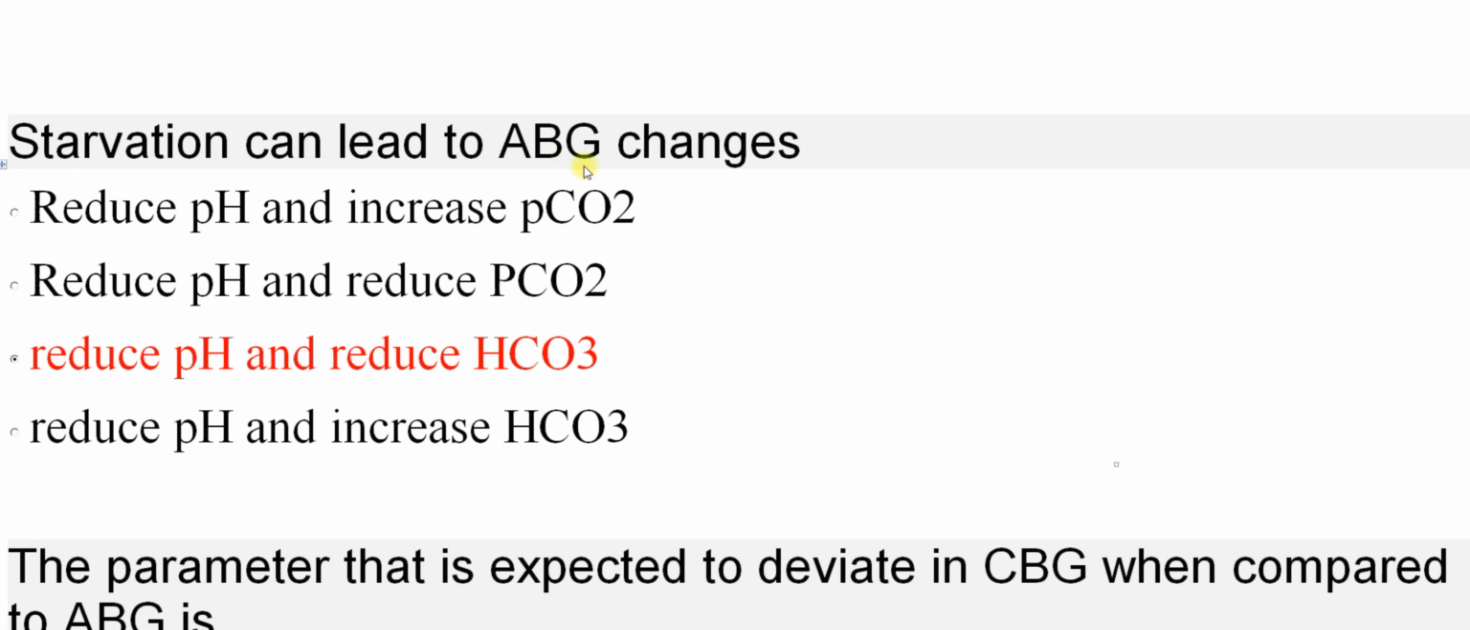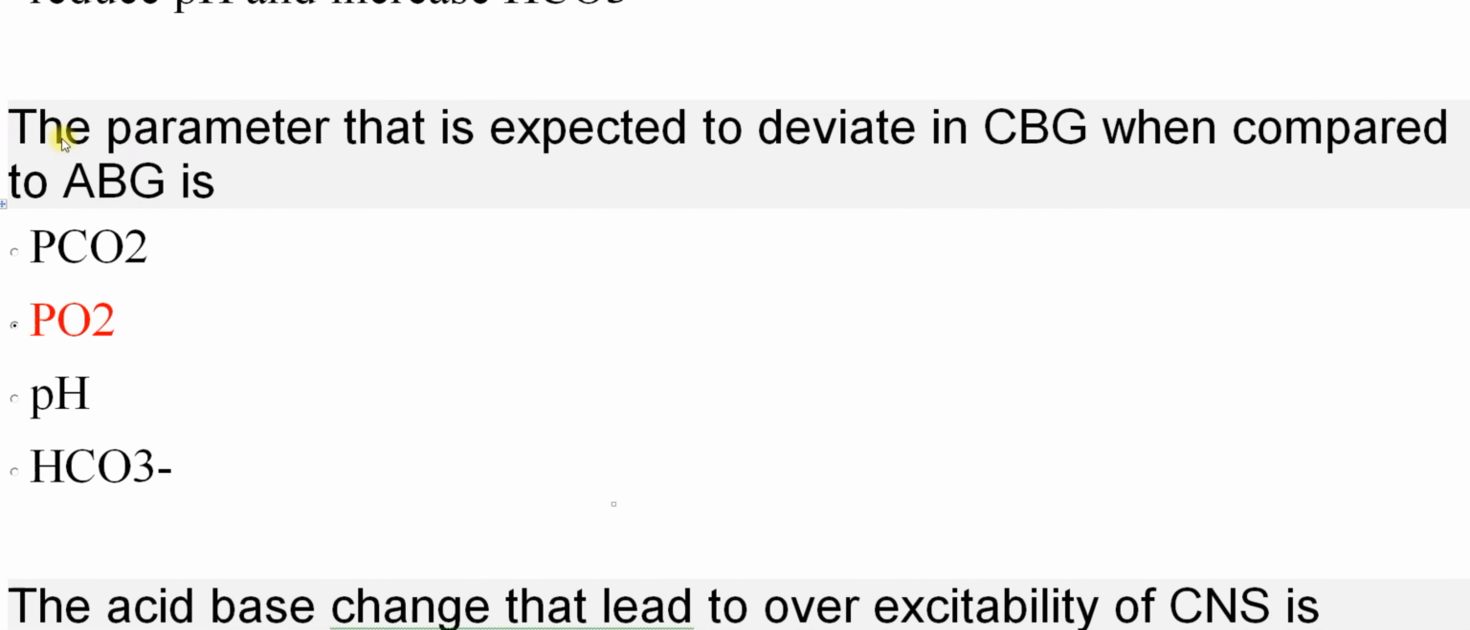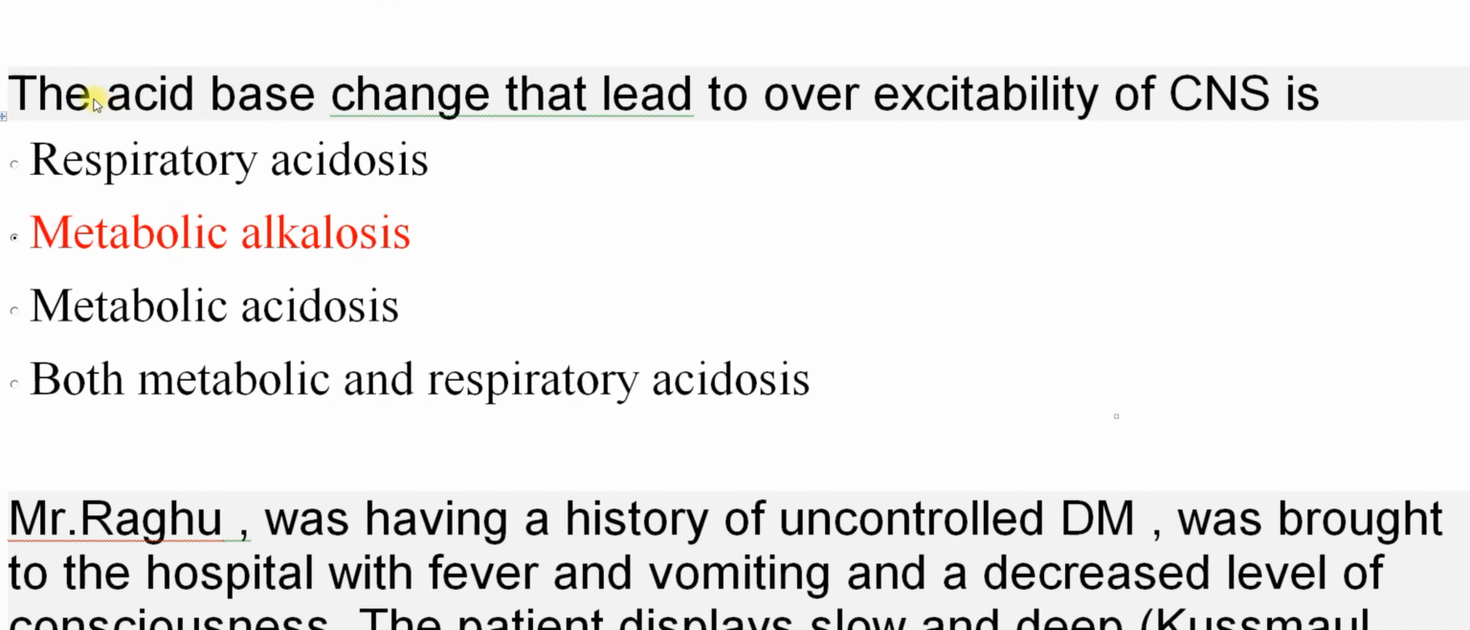Starvation can lead to ABG changes. Answer is reduce pH and reduce HCO3. The acid-base change that leads to over-excitability of CNS is, answer is metabolic alkalosis.